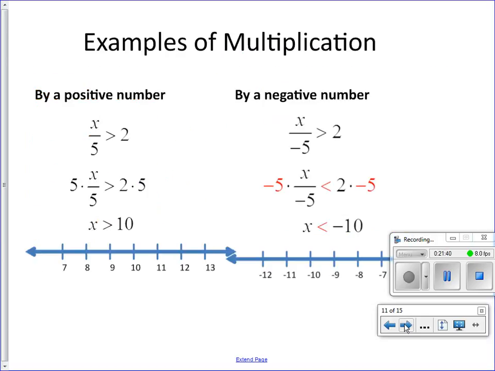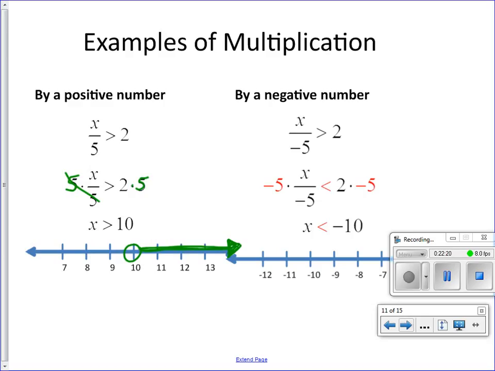Okay, a couple of examples. One with a positive number and one with a negative number. If we have x divided by 5 is greater than 2 and we multiply both sides by 5, our 5's cancel out and we get x is greater than 10. That is a true statement. So when we graph that, we have an open circle at 10, and it's all numbers to the right. So fill in our line and put our arrow on to show that it continues going.